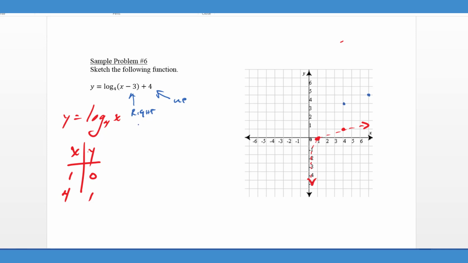And then also, with the fact that we're moving 3 to the right, we also have to move this vertical asymptote 3 to the right, and so we have a new vertical asymptote there. And so we would just simply sketch the same way we did the other one as best we could. That gives us a general sense of how to sketch logarithmic functions.